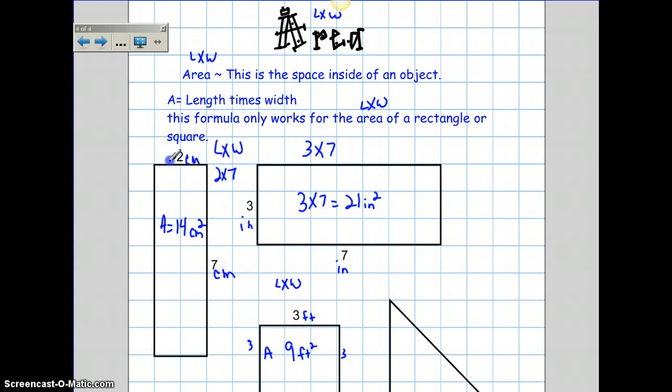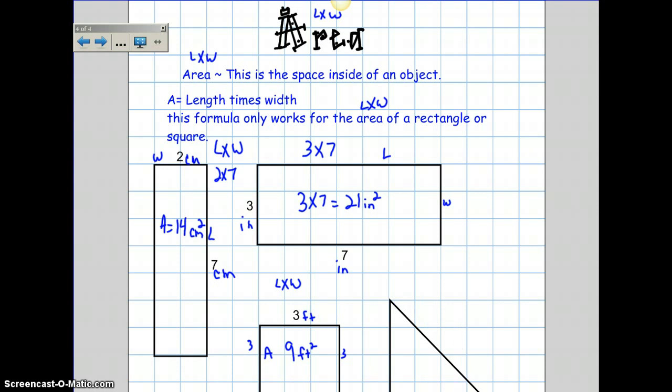Now, this side I am going to call the width, because this is how wide this shape is. This side is the length because it's how long it is. I'm sorry, switch that. This is the length, and this is the width for how wide it is. Again, with this shape, this is the width because it's how wide it is, and this is how long it is. On a square, it really doesn't matter what you decide the length and width is, because they are the same.